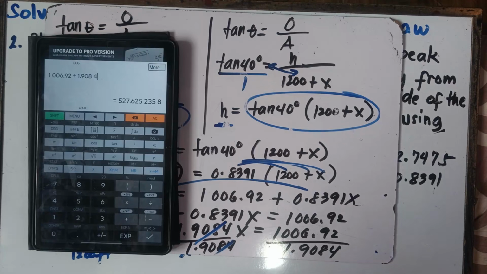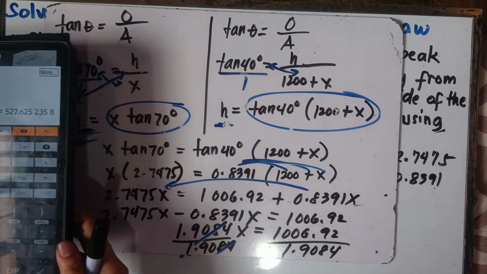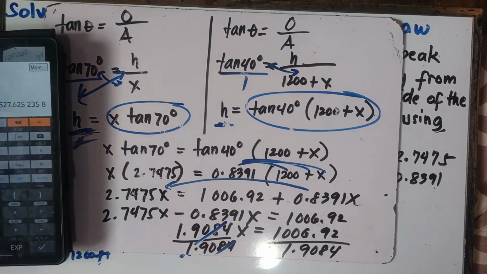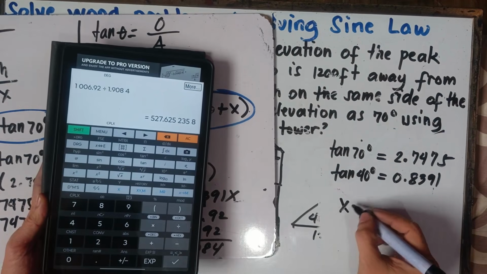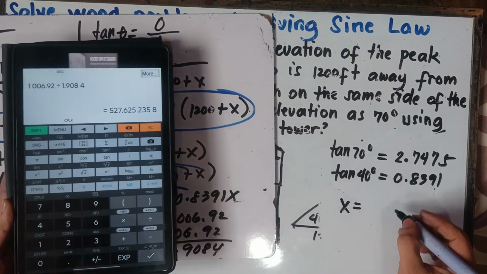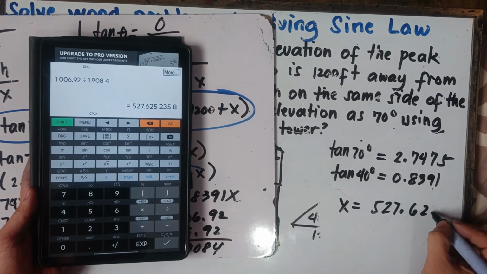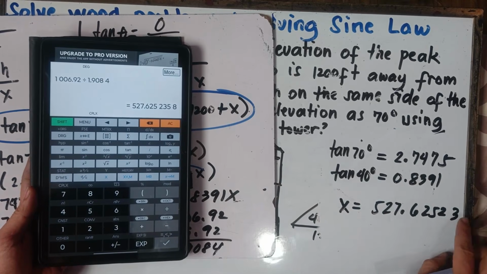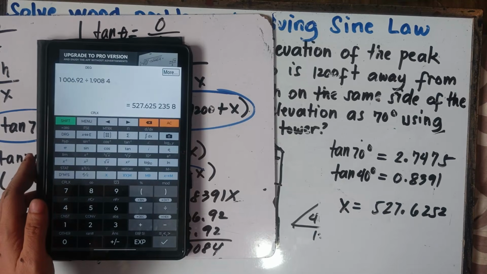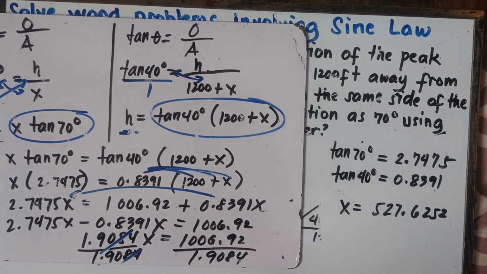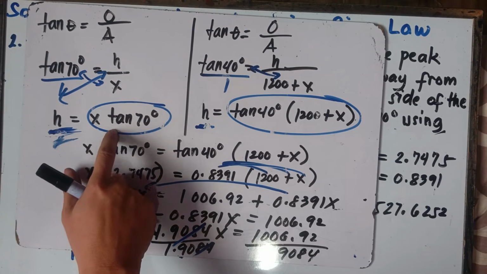Once again, class, we need to have at least 4 decimals. Once again, class, x is not the final answer. We're looking for the height. We're looking for h. So therefore, x is equal to, we don't have enough space, class. Let me just write it here. Once we divide this one, the answer, class, is 527.6252. Alright, so last step, class, we find the value of h by simply substituting x from this given equation.